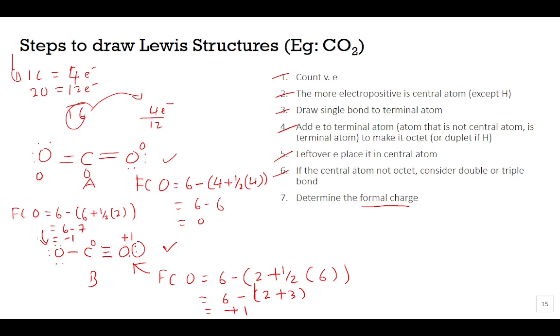As you can see, one of the oxygens is negative and the other oxygen is positive, positive 1 and negative 1, whereas in this one, everything is 0. So formal charge can be used to determine which one is the more possible structure. So the structure that we are going to use is this one. For the final drawing, we are going to choose this one. Okay, so that's it for Lewis structure. Good luck. Bye.